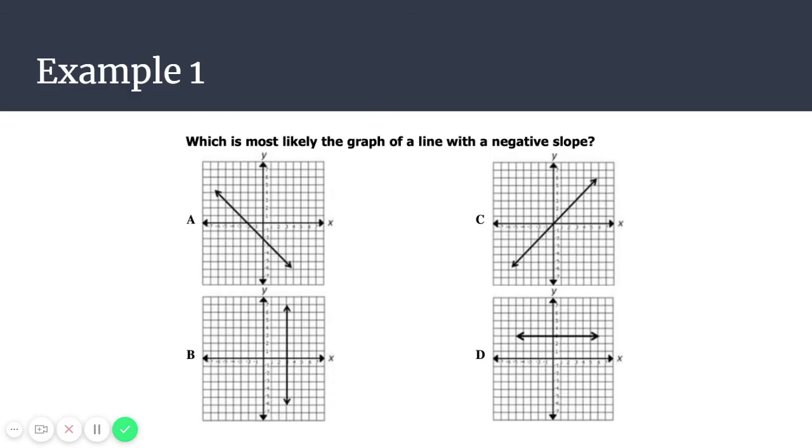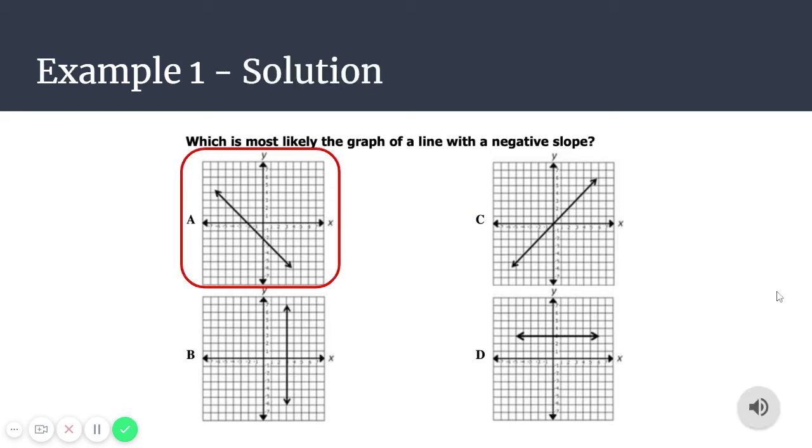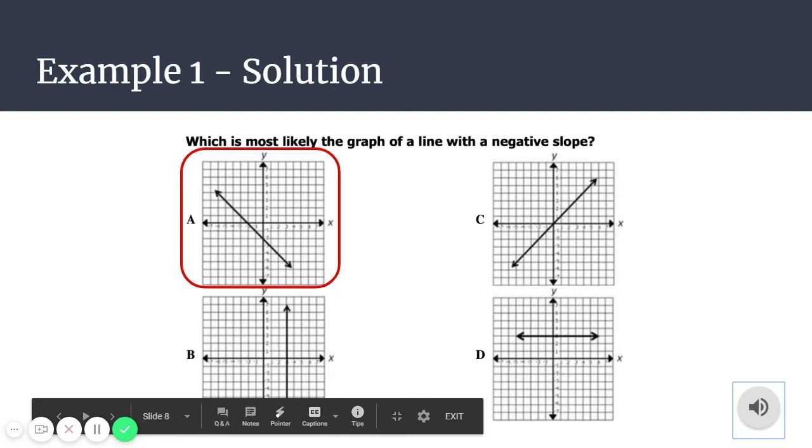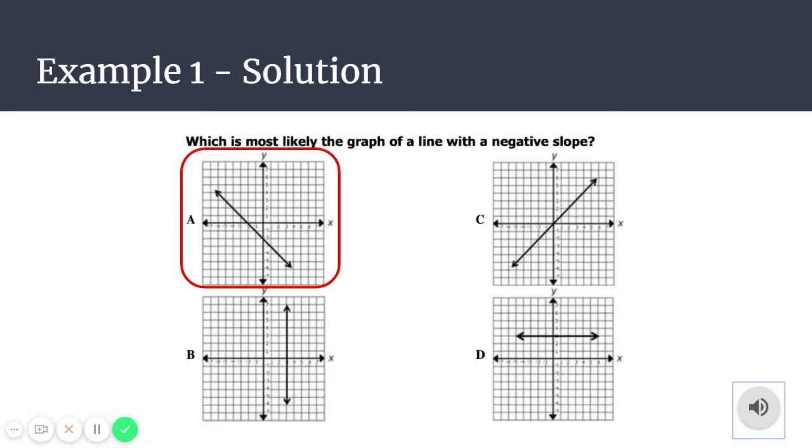Here is example number 1. Which is most likely the graph of a line with a negative slope? Please make your choice and join us for the explanation when you are done. Here is Mrs. Siebers. We are back for looking at negative slope today. Example 1, we are being asked which is most likely the graph of a line with a negative slope.